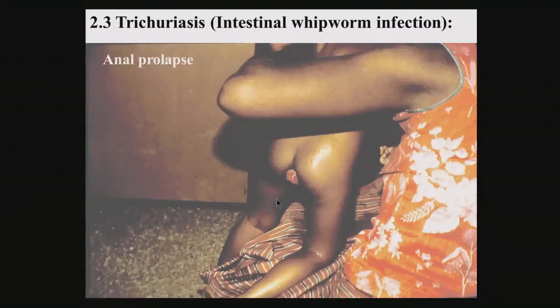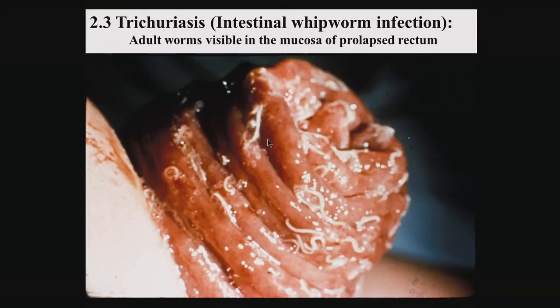So here is the picture. You can see this anal prolapse. You have too many parasites infecting the epithelial cells near the intestinal tract, near the anus. Then they drop out. If you look at the blow-up picture, you can see the worm with their anterior end sticking into the mucosa.